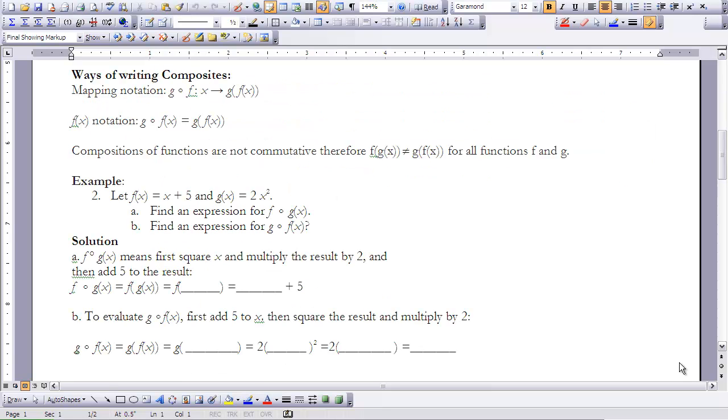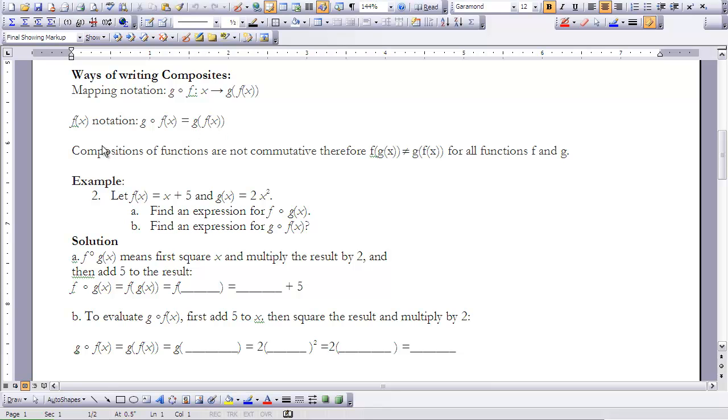When we first started exploring the concept of a function, we looked at two different ways of writing our function, and we used mapping notation and f of x notation. We're going to continue those two notations, but using them with the composite functions. So if we're going to take the function g following f, then we would say the function g of f maps x onto g of f of x. Or we can say g following f of x is equal to g of f of x.